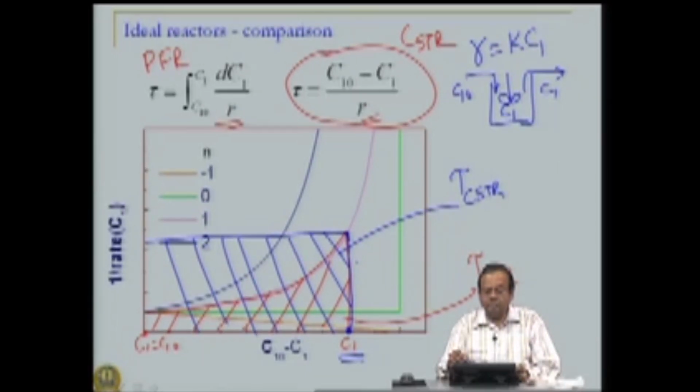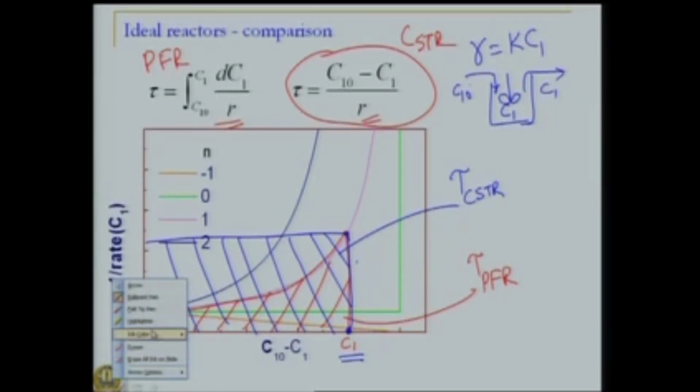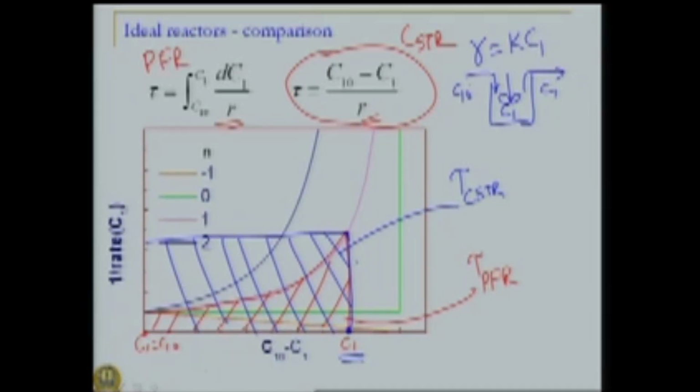So, what happens in a stirred tank reactor? The concentration value decreases instantaneously, that is, as soon as it enters the reactor, concentration drops down from C10 to C1, and hence the rate of reaction also instantaneously drops down from that which one would have achieved at inlet condition to whatever is the exit condition.